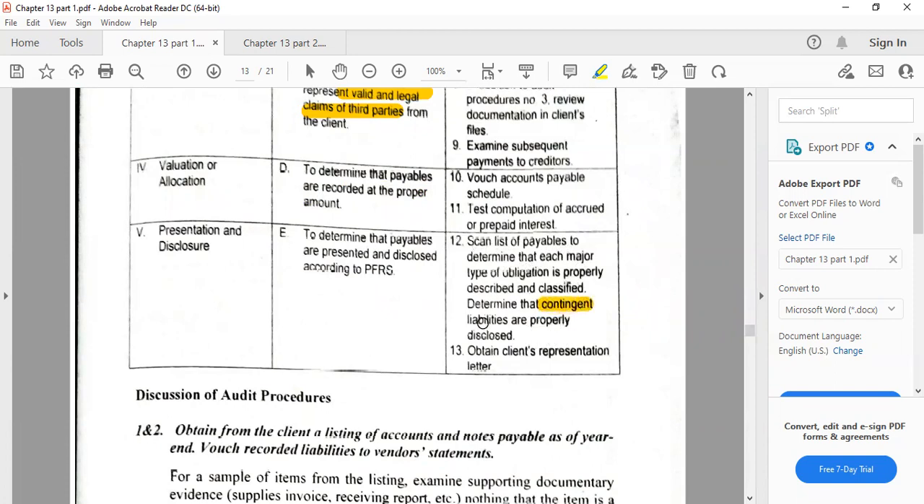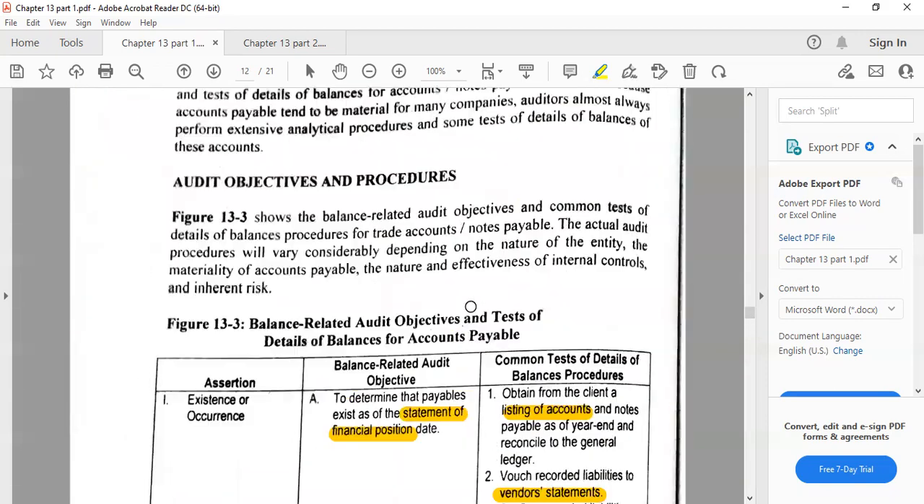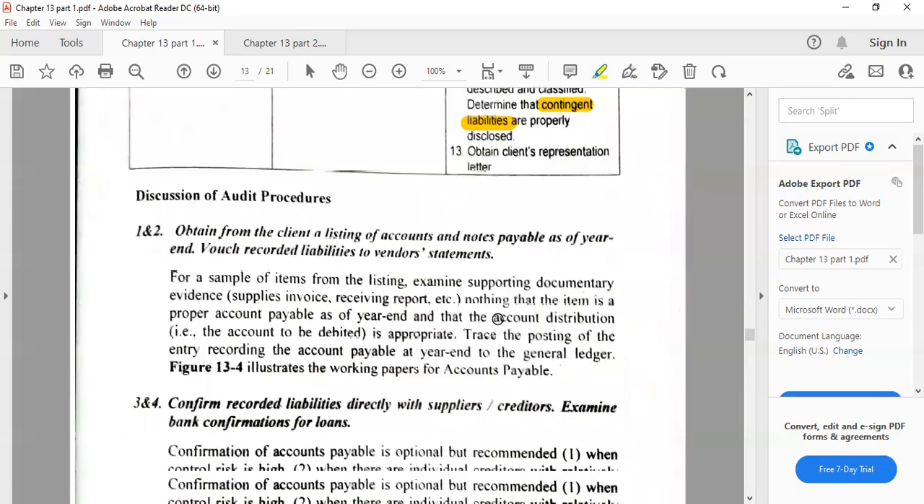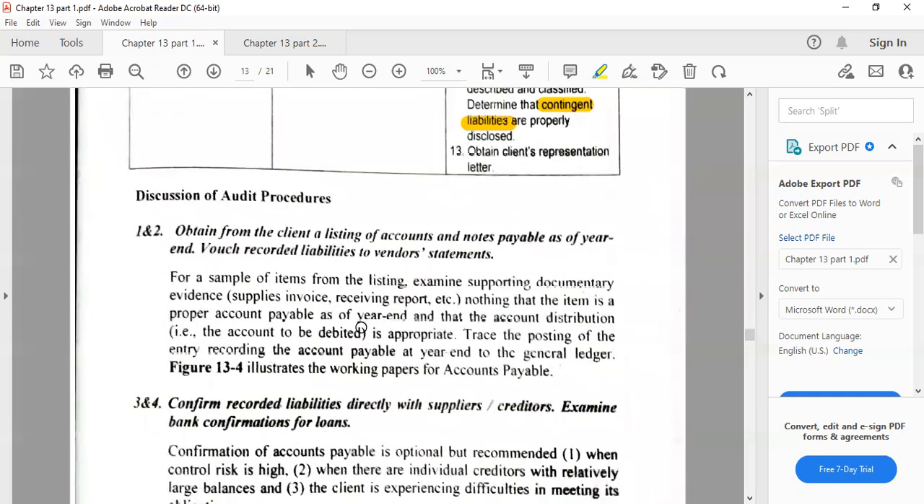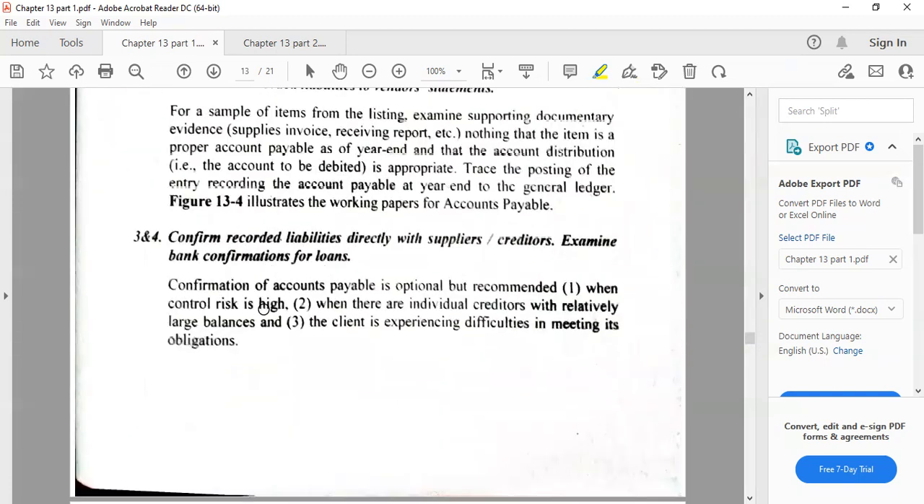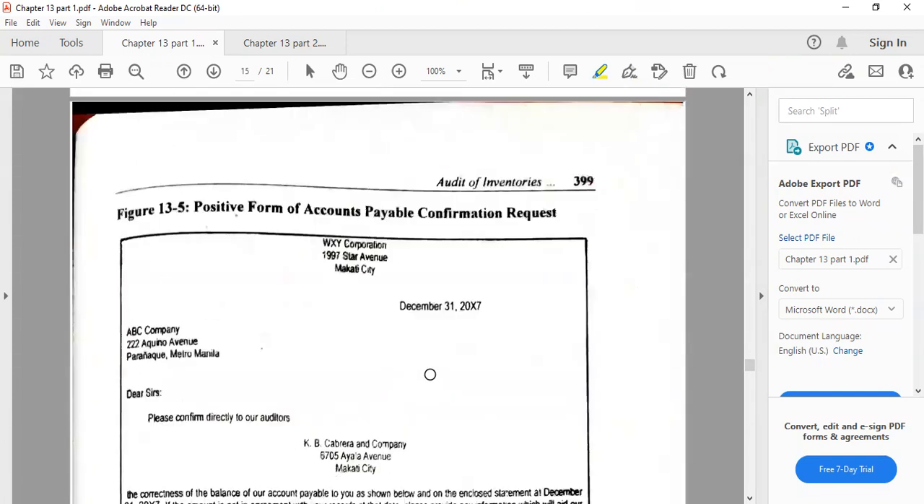So kaning mga contingent liabilities, katun siyang dili pa ta sure kung makakollect ba ta ana. So for contingent liabilities, there must be a disclosure dito sa notes to financial statements describing the contingent nature of such liability. And obtain client's representation letter. Okay, so those are for our trade payables and notes payable. So kani siya gi-expound ra akong giingon ganina, but more or less the same siya.